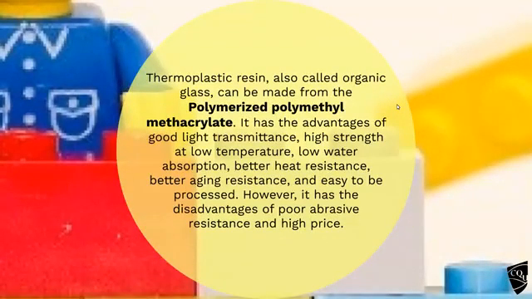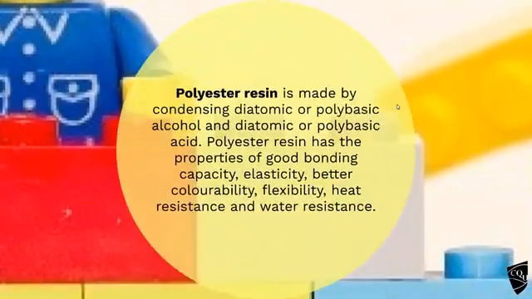Thermoplastic resin, for some reason called organic glass. It's got very good light transmittance, very transparent. It's got high strength at a low temperature, which is really good compared to the last one. Doesn't absorb water. Got a bit of heat resistance. It's not really an insulator on its own, it can be, but it scratches easily and it's expensive. So you have to be careful where you use it so it isn't exposed to wear and tear and rubbing.